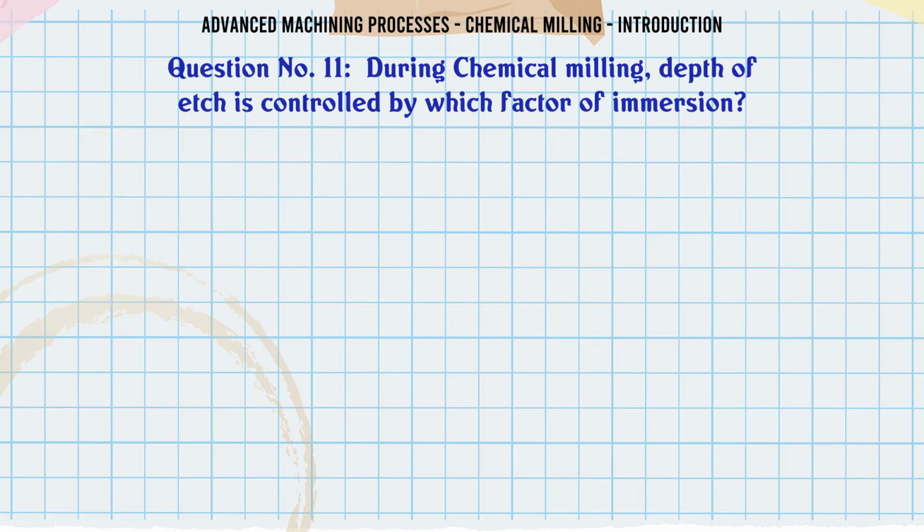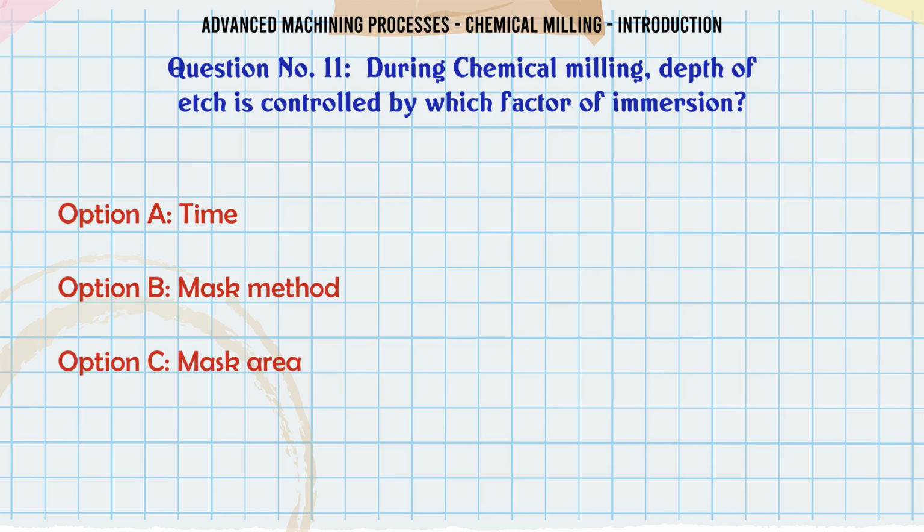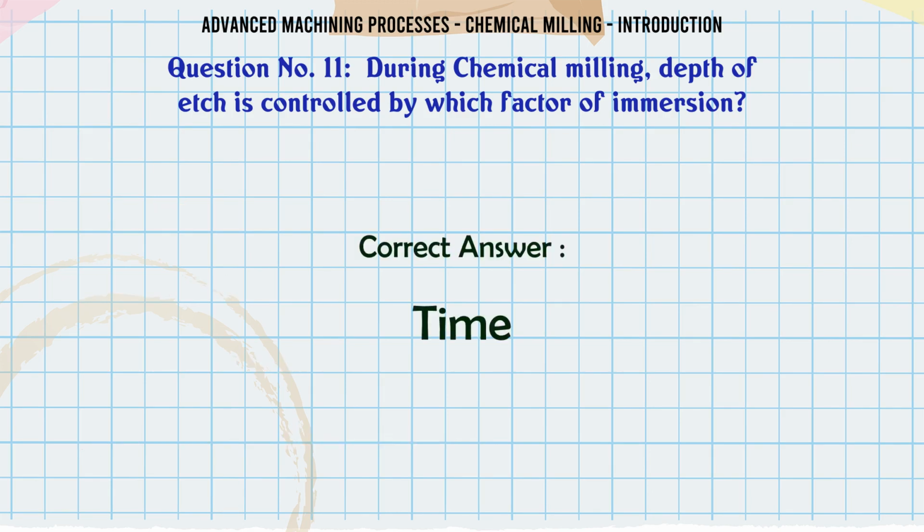During chemical milling, depth of etch is controlled by which factor of immersion? A. Time. B. Mask method. C. Mask area. D. None of the mentioned. The correct answer is time.